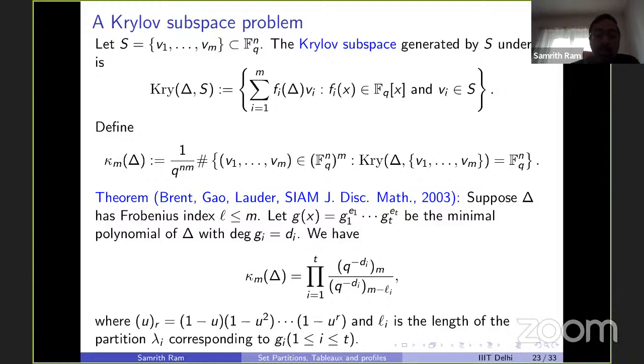All right, so I should probably say what the Frobenius index of an operator is. The Frobenius index of any operator delta is simply the number of summands in a cyclic decomposition for delta. Or at the level of conjugacy class data, it's the maximum length of a partition that appears in the conjugacy class data for this delta. So if one is given the minimal polynomial, then one can compute this probability precisely, as Brent, Gao, and Lauder showed. Is it the number of blocks in the rational canonical form? Exactly. It's the number of blocks in the rational canonical form. Exactly.